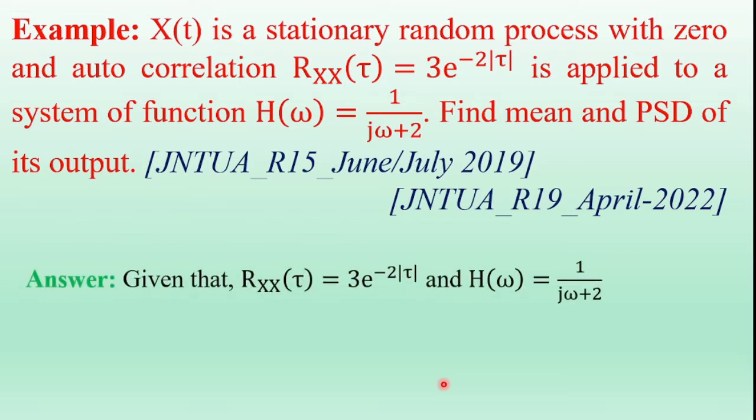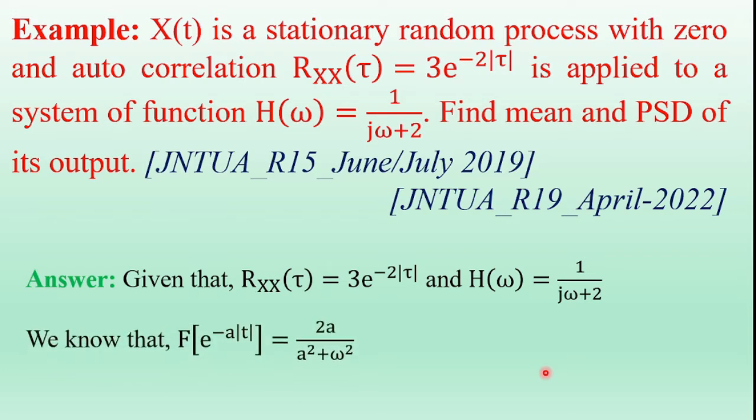Coming to the solution, given that the autocorrelation function is Rxx of tau is equal to 3 into e power minus 2 mod tau, and the frequency response of the system, or the system function, h of omega is equal to 1 by 2 plus j omega. We know that the Fourier transform of e power minus a mod t is 2a by a square plus omega square. Using this standard expression, determine the Fourier transform of Rxx of tau.